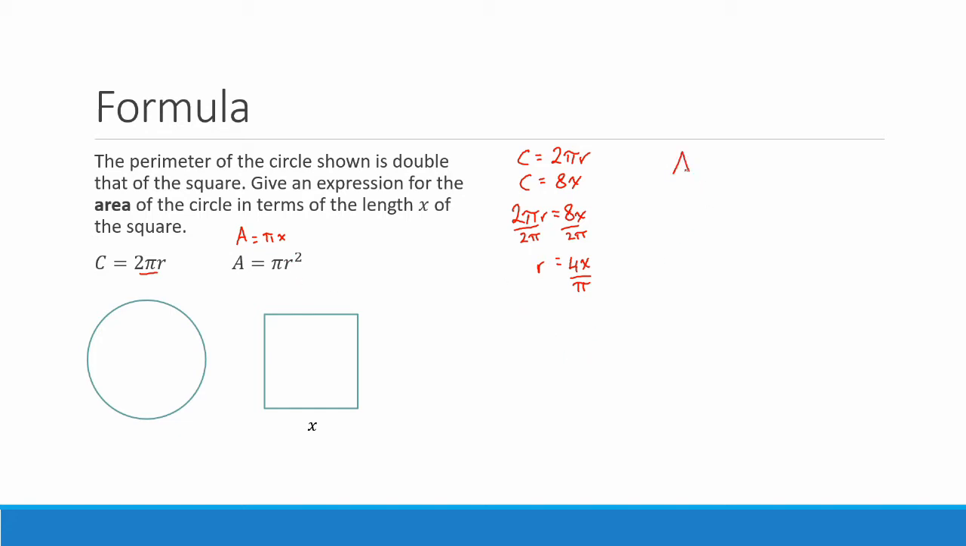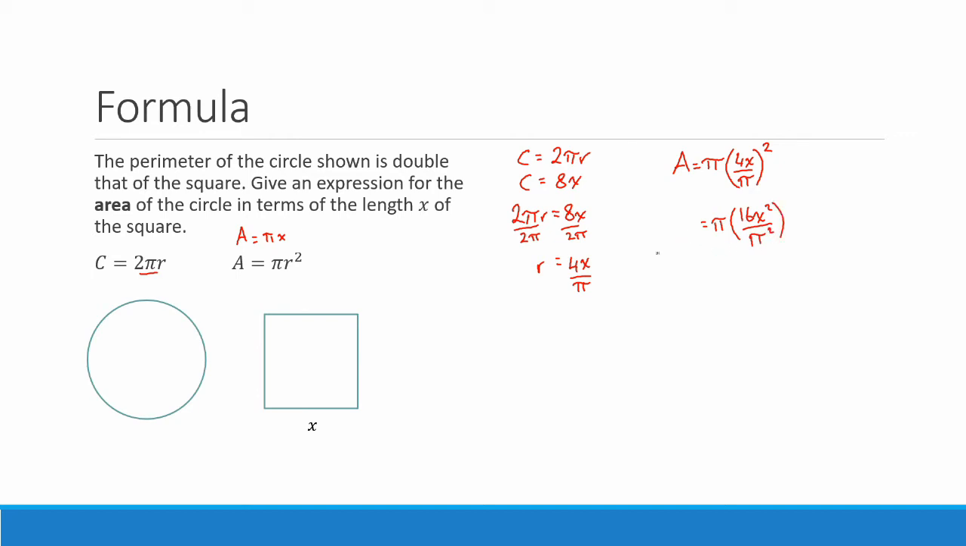So we have the area is equal to pi times this fraction here, 4x over pi, and it's r squared, so that is all squared. So let's deal with the squared first. So we have pi times, and 4 squared is 16, x squared over pi squared.